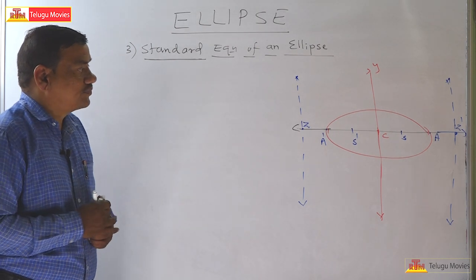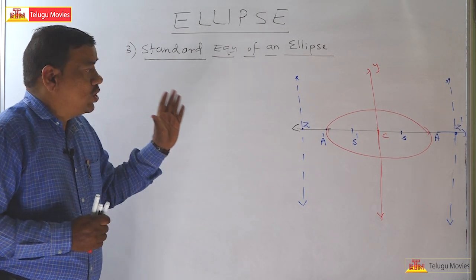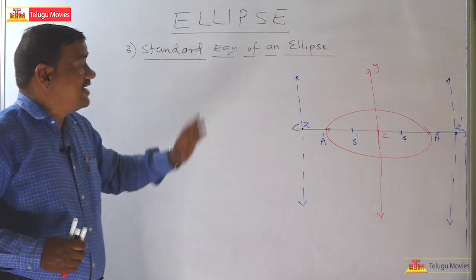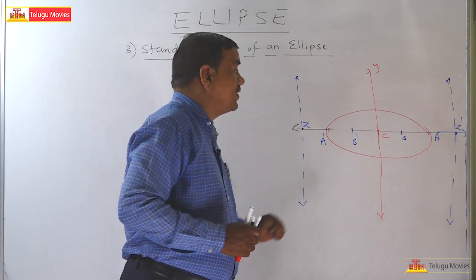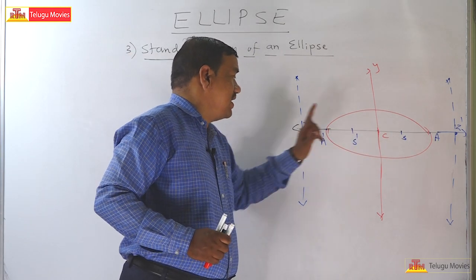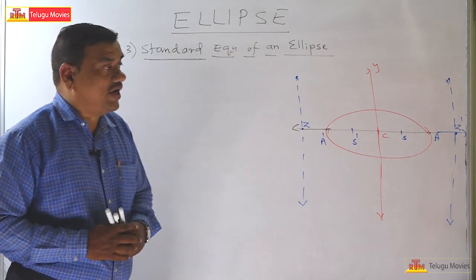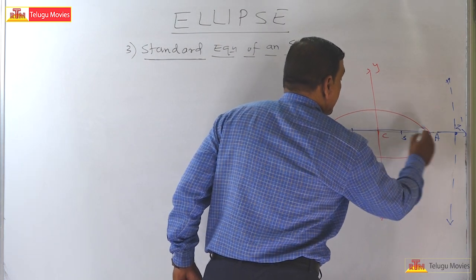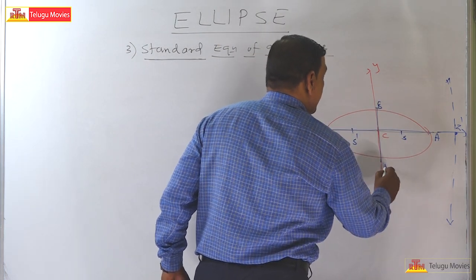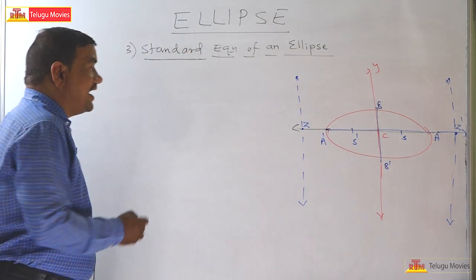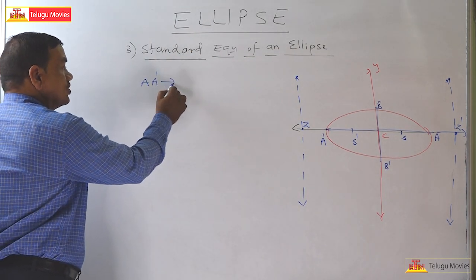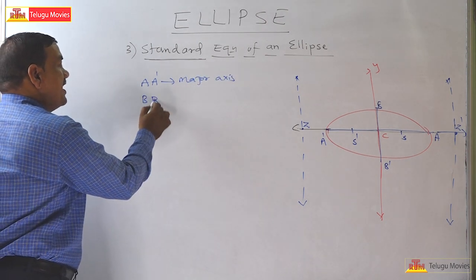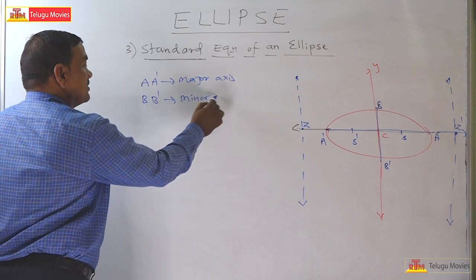So this is Z and Z dash. So there are one center, two foci, two vertices, and two directrices, and Z and Z dash are the foot of the perpendiculars from the center to the directrix. Here you will get two axes: A A dash is called the major axis, and B B dash is called the minor axis.